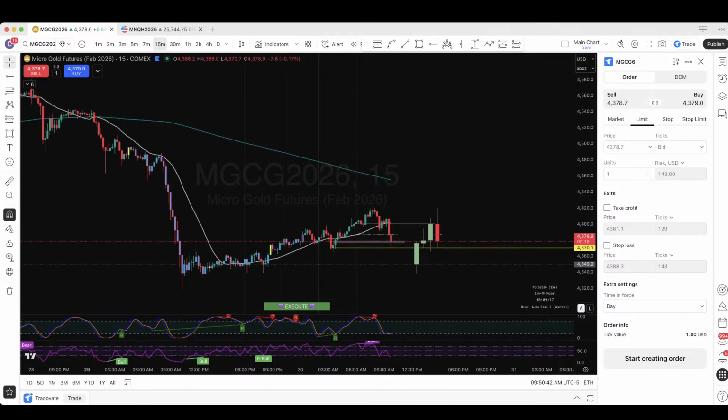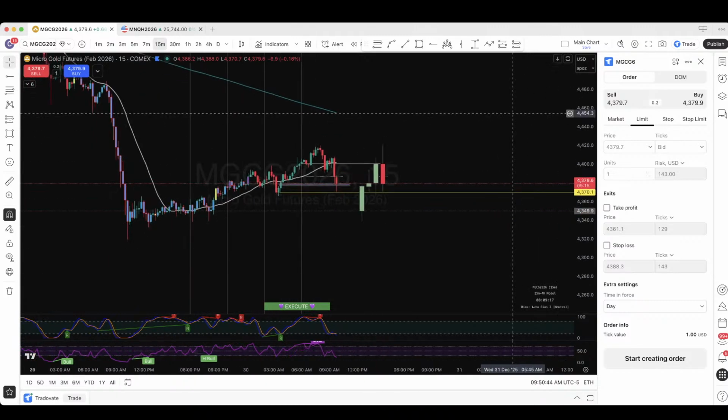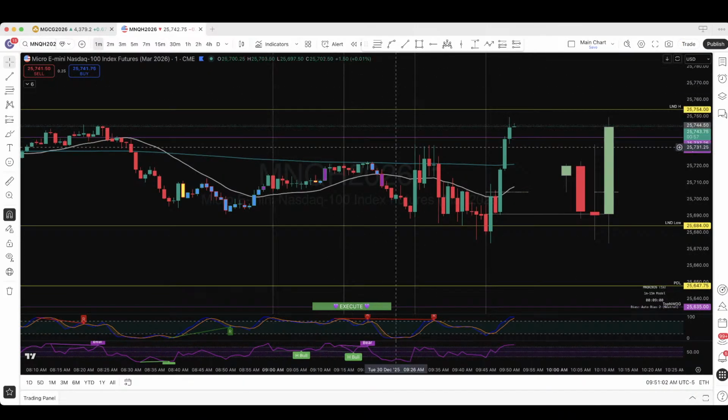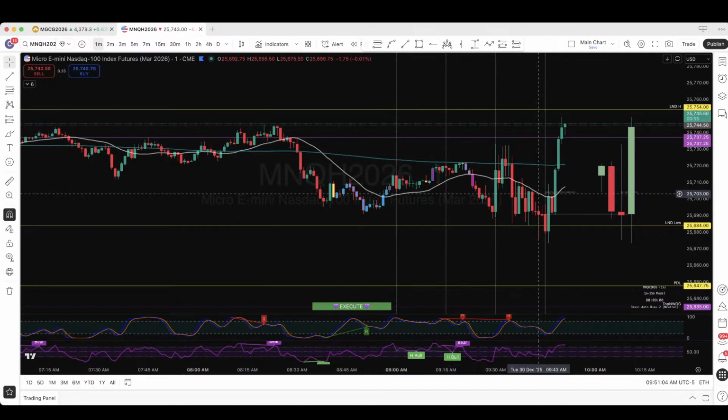Okay, gotta stick with this plan. Wait for this 15-minute to close, this 4-hour to close. And plan on this being a swing high. This would have been tough to get in on.